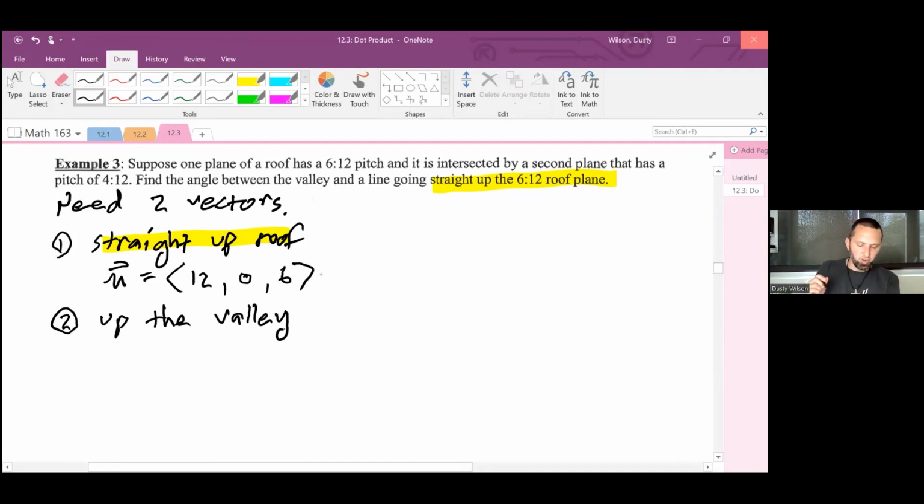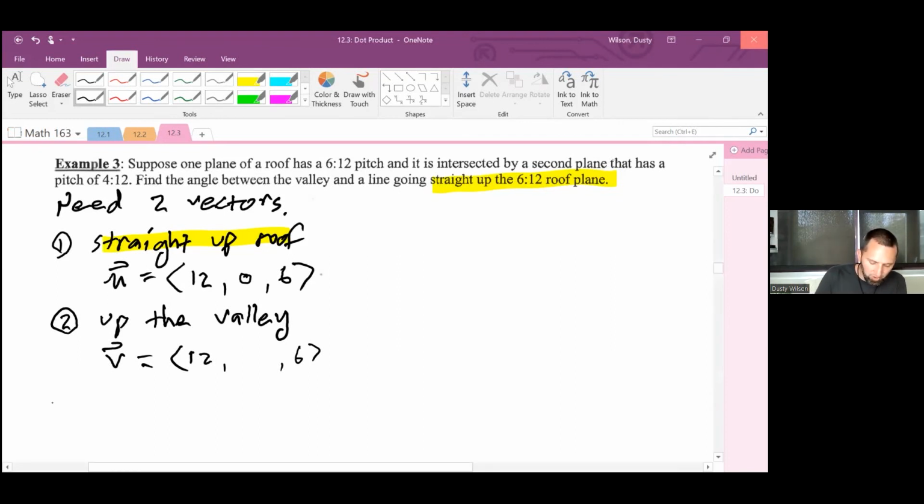Okay. So we notice that if we go, this is our V vector, maybe V for valley. If we go 12 in the X direction up the valley, we know that we're going to go 6 vertically, same 6. But in order to go 6 up the other direction, I would have had to go 1.5 of the other 12s.